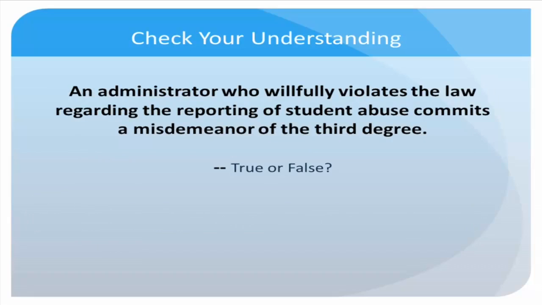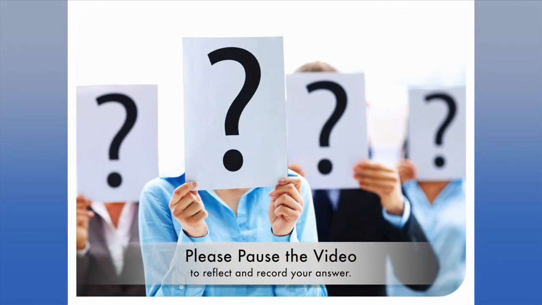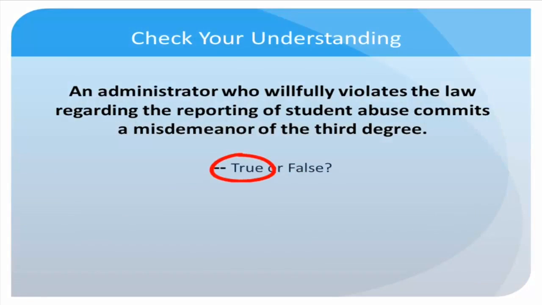An administrator who willfully violates the law regarding the reporting of student abuse commits a misdemeanor of the third degree. True or false? The answer is true.